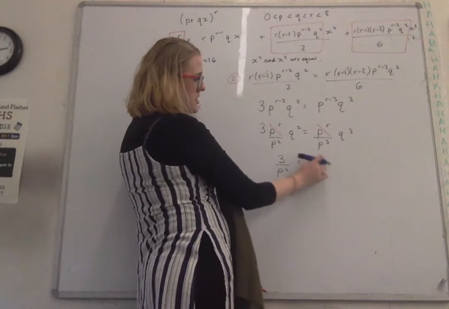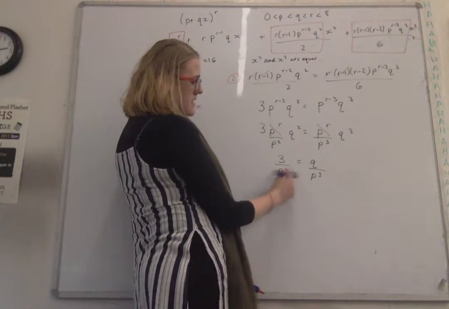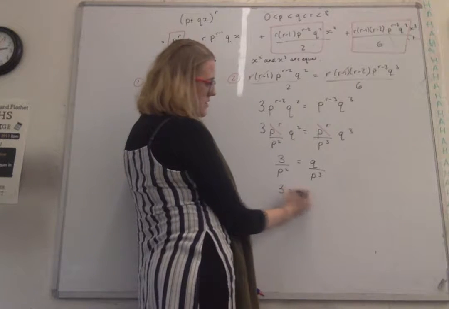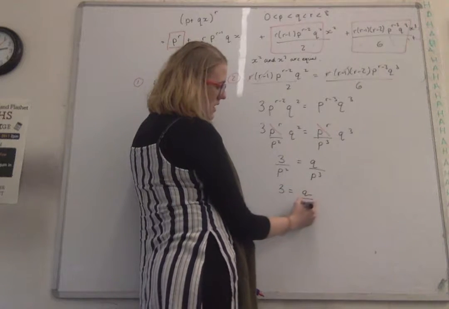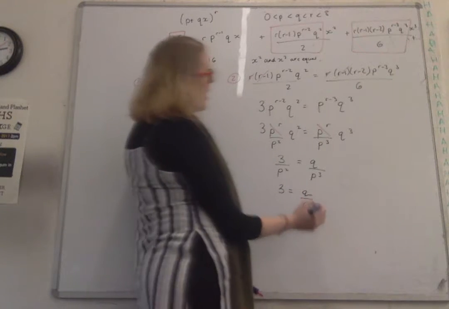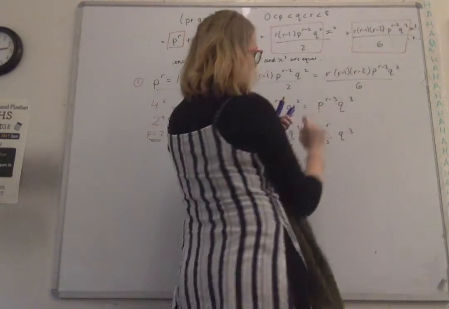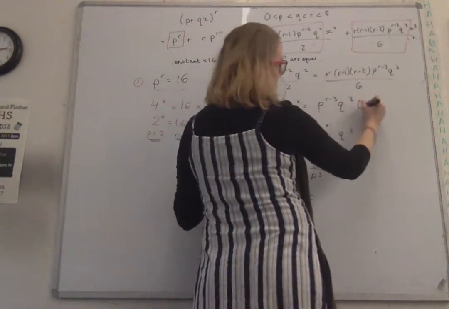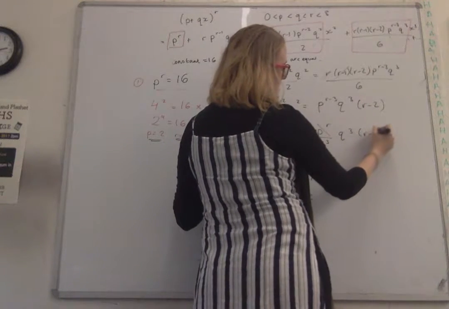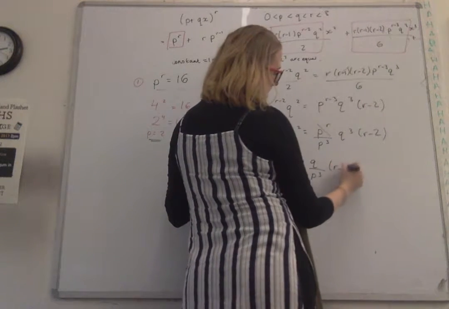Oh, sorry, that should be just q on its own, so I've divided by q squared. Times by p squared is equal to 3 over q over p. Oh, but I've made exactly the same mistake as I did before. I forgot about the r minus 2 over here. So that didn't get cancelled at any point. So I'm popping that back in.